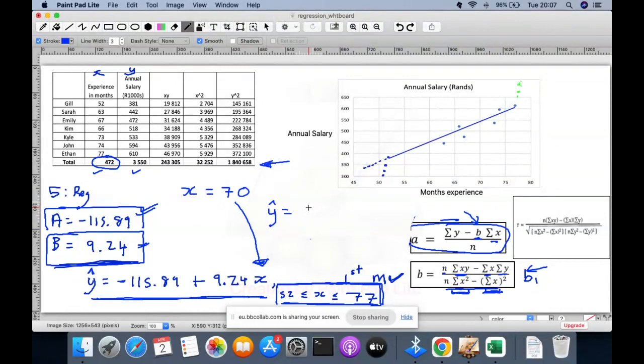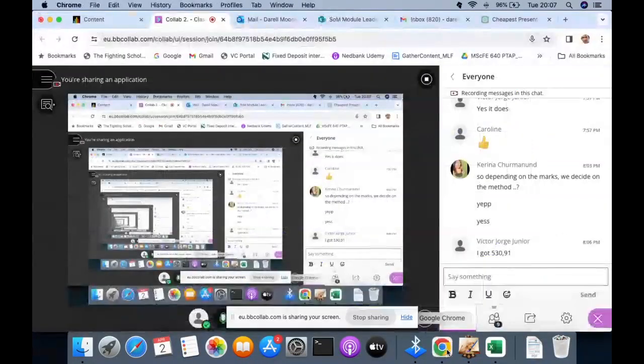So the value you should get is 530.91. Everyone good? Someone else is telling me you're okay with that, so I'm happy with that. But anyone stuck?